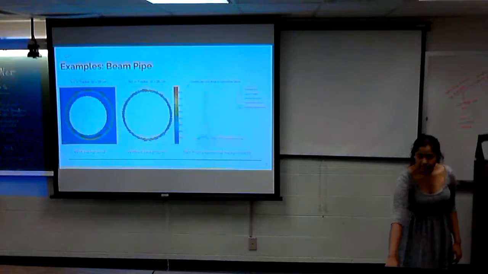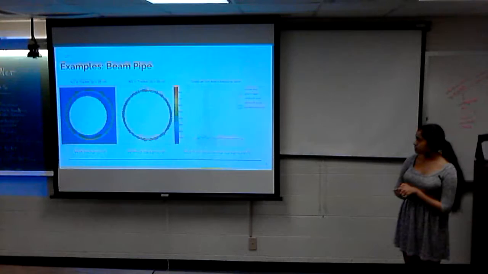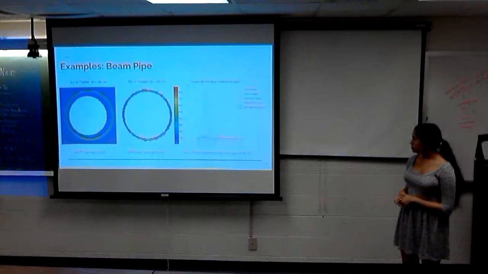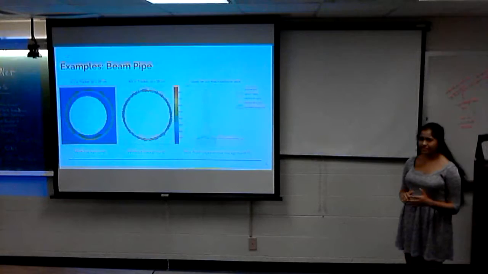This is an example of what the data looks like with background, which is all of that blue stuff around it in the first picture. And this is all data from the beam pipe. After the fit function is applied, the second photo is what it looks like without background. It's obviously a lot clearer, a lot more usable, and essentially a lot closer to what we need. The third graph, the plot, is a slice from an exponential background fit, and that's essentially as close as it gets to the true data.